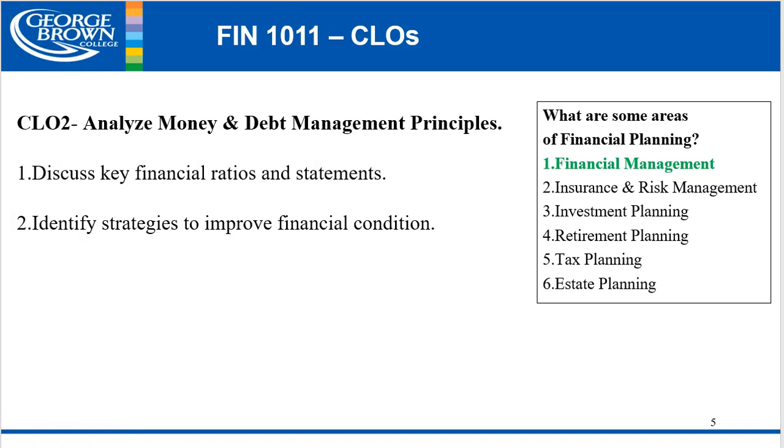The second course learning outcome is to analyze money and debt management principles, and there are 2 objectives: 1, discuss key financial ratios and statements, and 2, identify strategies to improve financial condition. So that's falling under the area of financial management. That's looking at a family's income statement, cash flows, and their balance sheet. Assets minus liabilities equals net worth. The income statement is all the sources of income and expenses. You can't invest unless you can save money. So this course learning outcome, financial management, is basically about families budgeting.